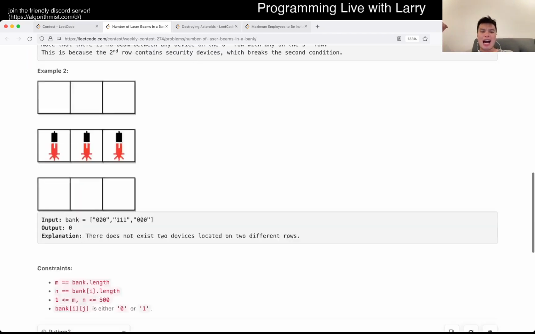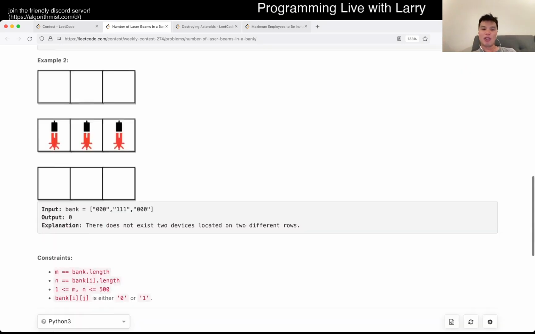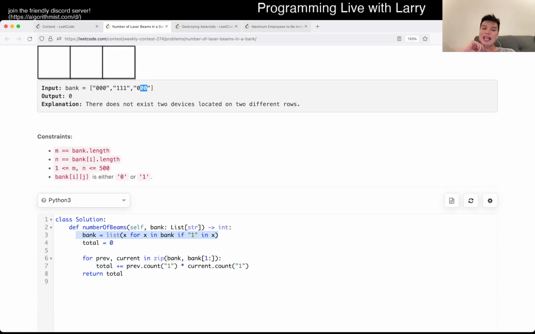I did this in probably not the most efficient way. It is still efficient-ish, but I do a couple of passes. The first thing I do is remove all the empty rows, all the rows of only zeros. Bam, gone. And then next, I just look at adjacent rows. There is some inefficiency here because this slicing does create a copy, but other than that, this is linear time, linear space.